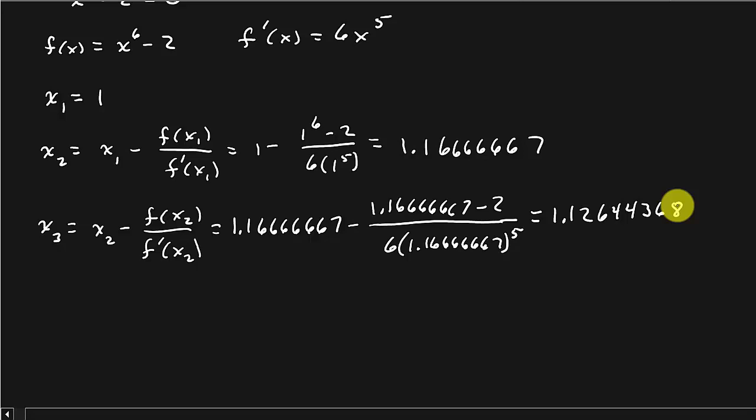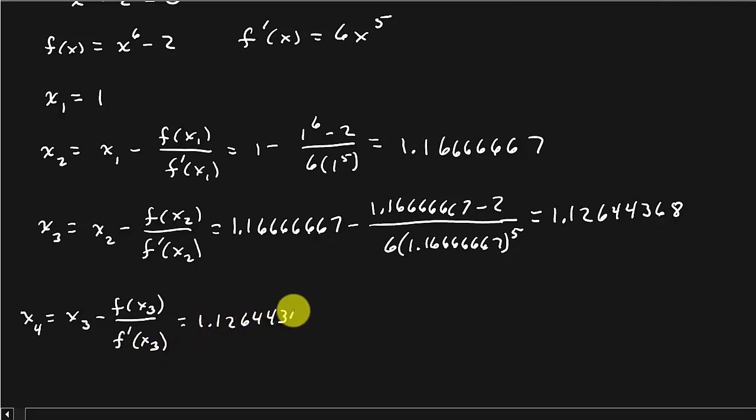All right, so are we accurate to within 8 decimal places? No, because the first decimal place matches, but the second doesn't. So we've got to do another iteration. So let's do x4, which is x3 minus f of x3 over f prime x3. And that's going to be 1.1264436 minus 1. Oh, wait a minute. And this right here should be to the 6th. I forgot to put the exponent.